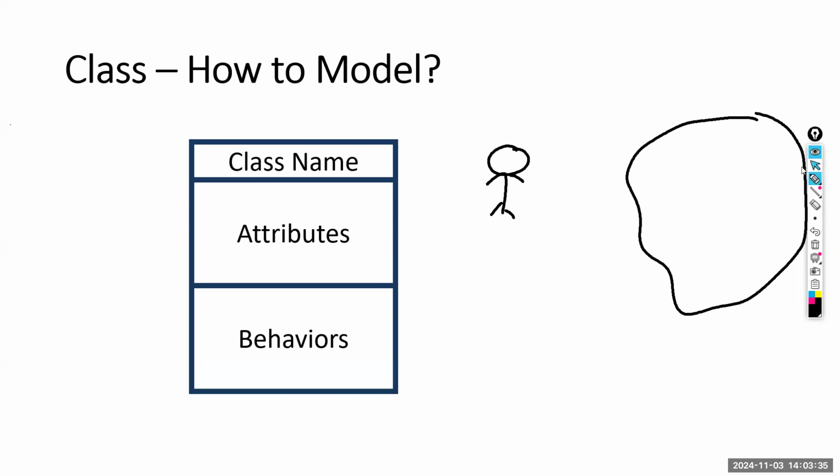Anyone? Attributes I mentioned, like the student's name, contact number, and ID. Behaviors that we are interested in if you are doing a student management system. Anyone? That means we are not interested in the students.